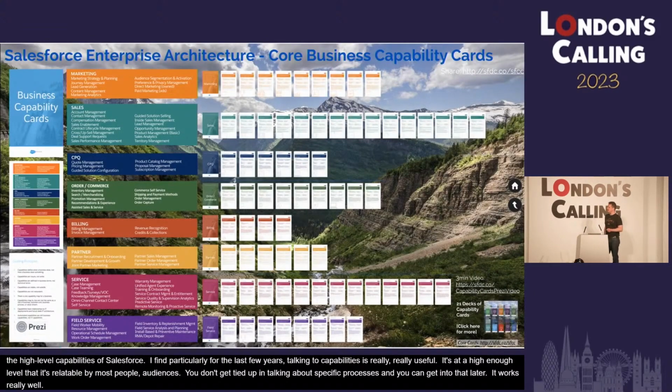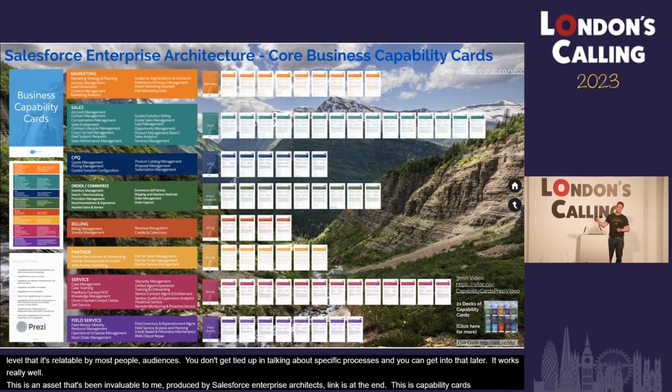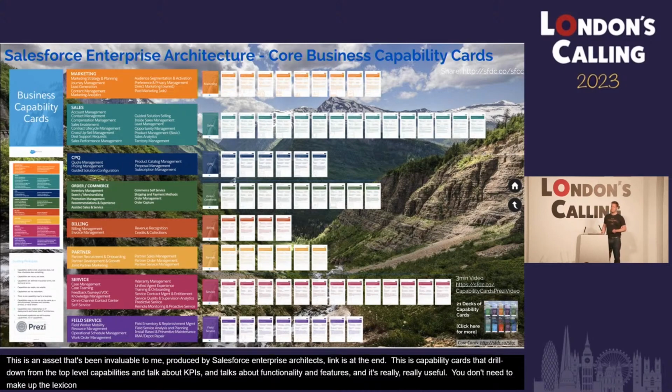This is an asset that's been invaluable to me. It's produced by some Salesforce Enterprise architects. The link's at the end. But this is basically capability cards that drill down from those top-level capabilities, talk about KPIs, functionality and features. And it's really useful because you don't need to make up the lexicon. You can just use that as your template.